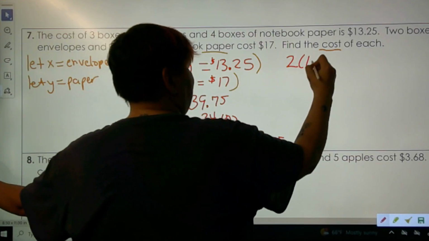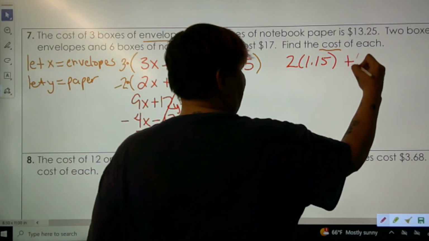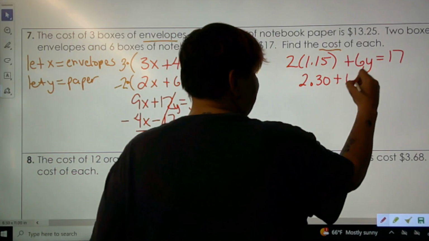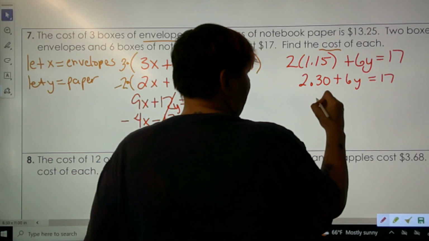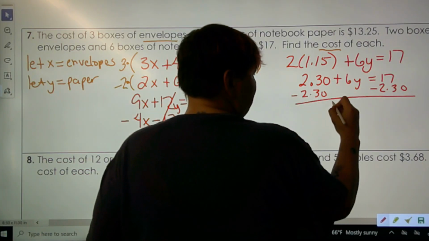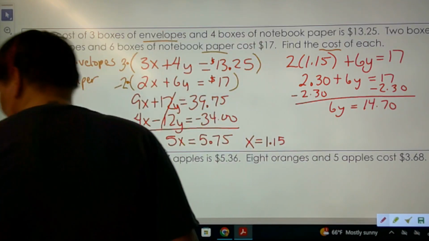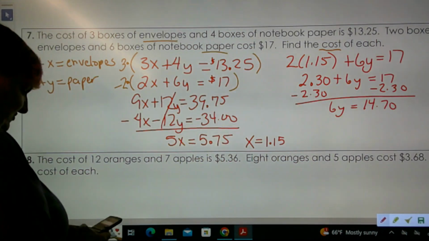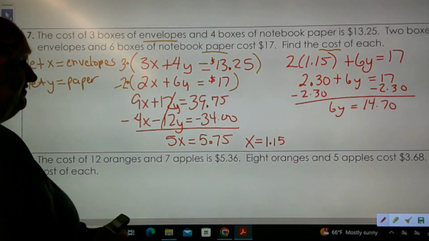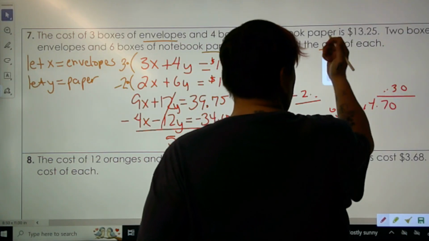So 2x plus 6y equals 17. So $2.30 plus 6y equals 17. So subtract 2.30. That's going to be 6y is equal to 14.70. And what do you get when you divide 14.70 by 6? You don't get a nice number, you get 2.33333333. All right, so let's do the other equation and see if it comes out better.